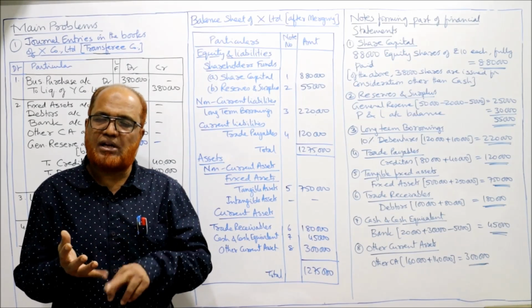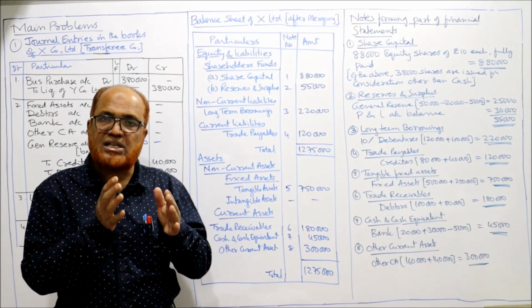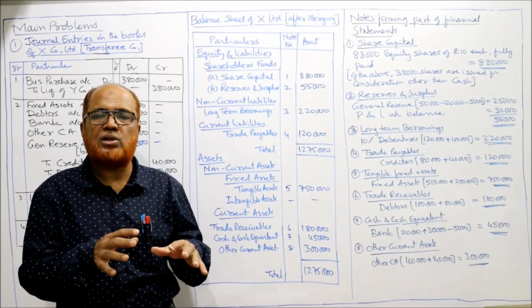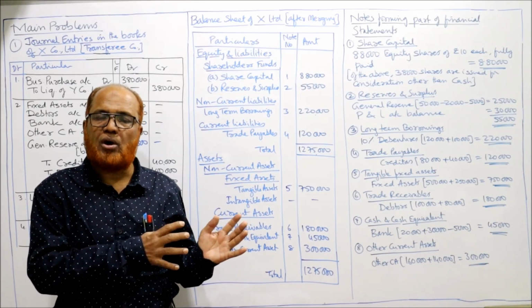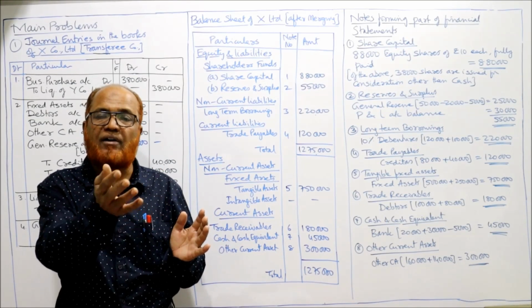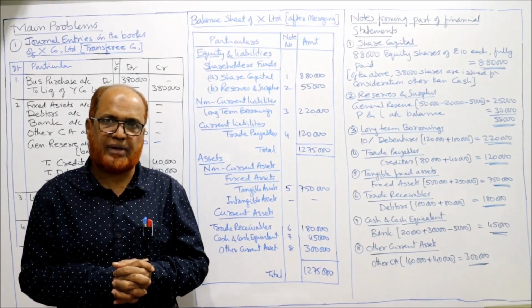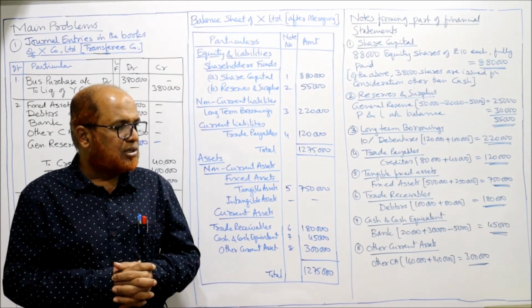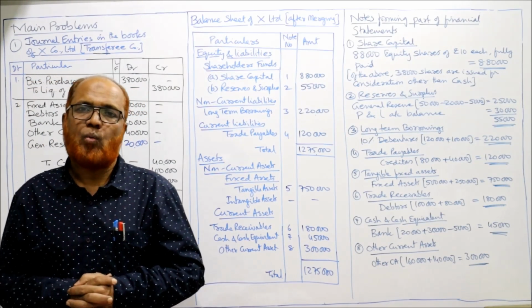We have passed the journal entry in the books of the transferee company, and also we have prepared the balance sheet of the transferee company after merging with the transferor company. Right? So we have completed problem number 1.